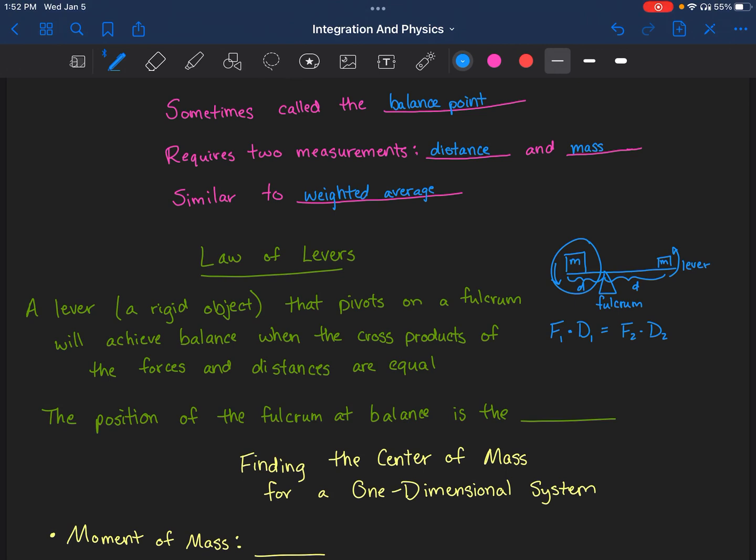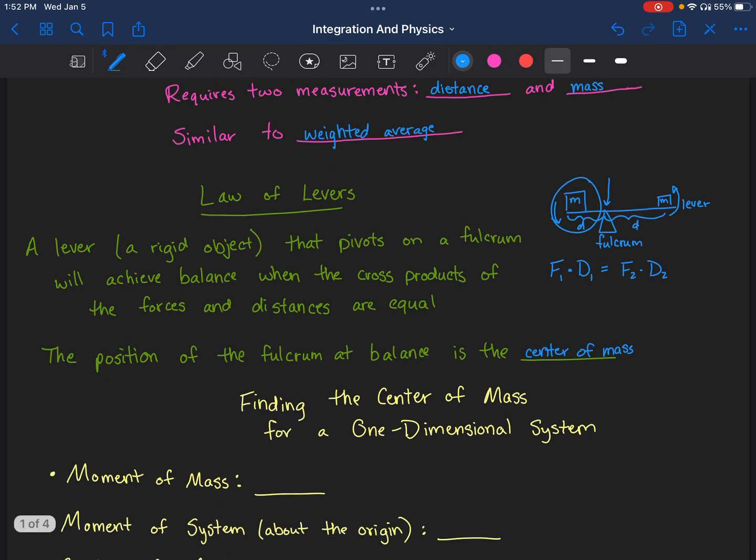I will mention to you that when this occurs, when the lever is at balance on the fulcrum, the position of the fulcrum is actually the center of mass. So, for example, in this situation where I have this perfect balance between these two weights, right there where the fulcrum meets the lever, that is going to be where the center of mass is.